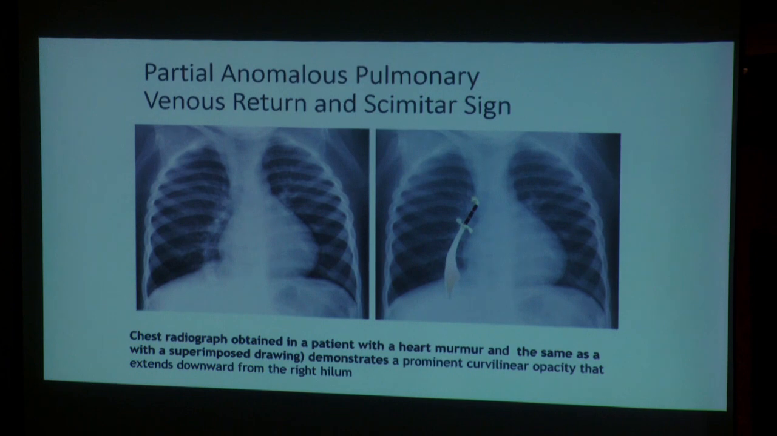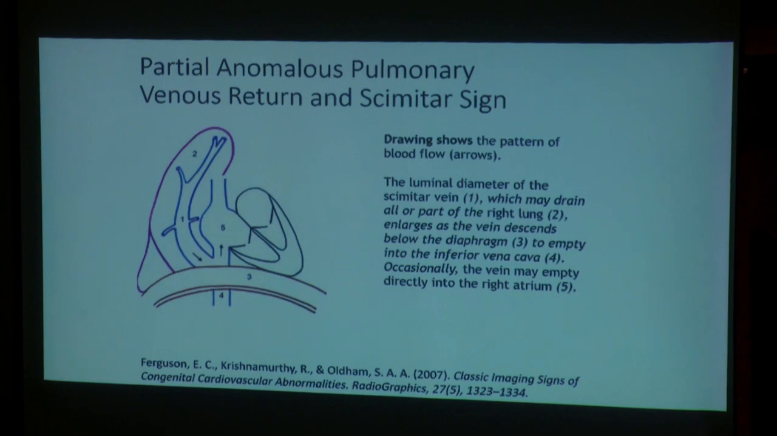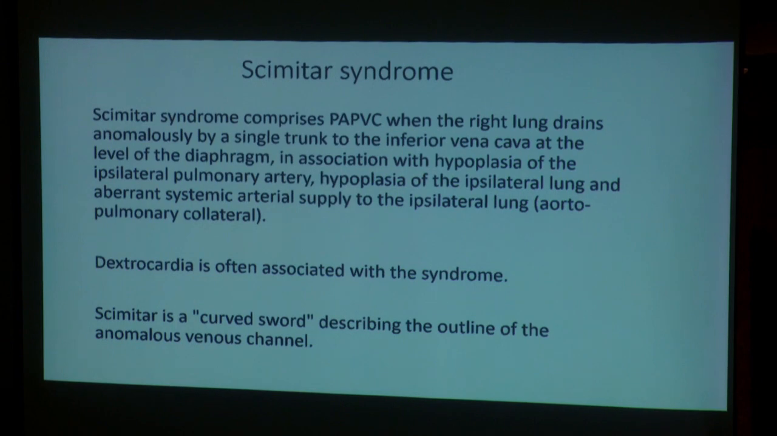What is a scimitar? Scimitar is a Turkish word. Okay. What produces the scimitar? Part of the pulmonary venous drainage goes below the diaphragm and joins the IVC. Okay. It's a partial infracardiac pulmonary venous return. It is associated with ipsilateral pulmonary artery hypoplasia and ipsilateral lung hypoplasia, and there can also be aberrant systemic supply to the ipsilateral lung. Aortopulmonary collaterals can be seen, and you often have dextrocardia associated with this syndrome.